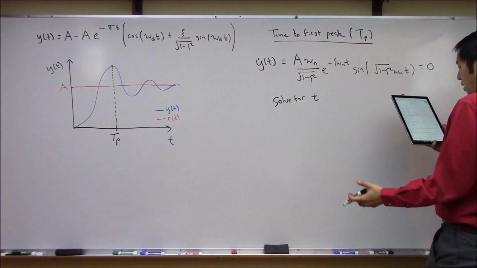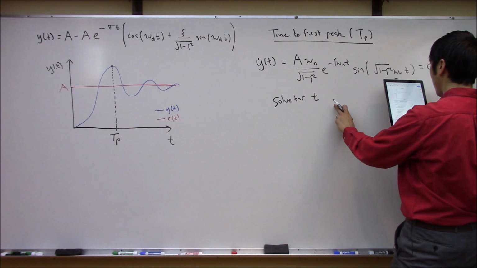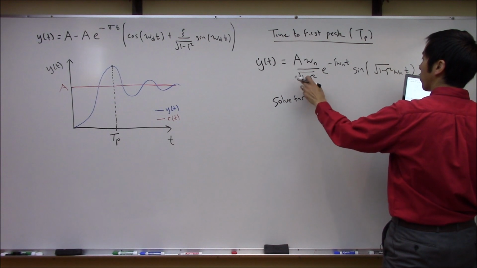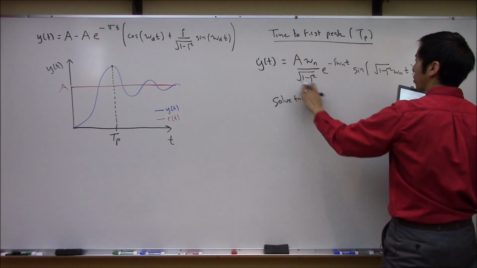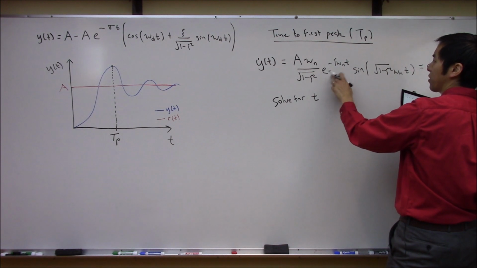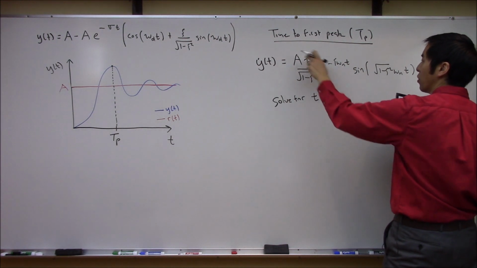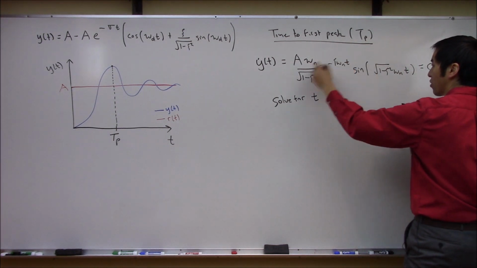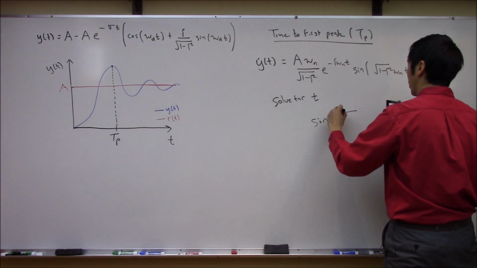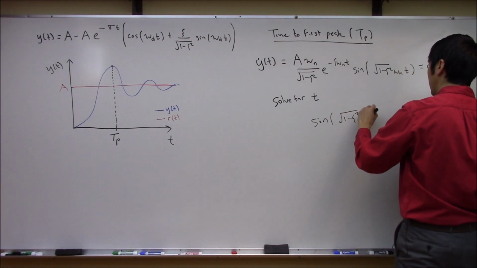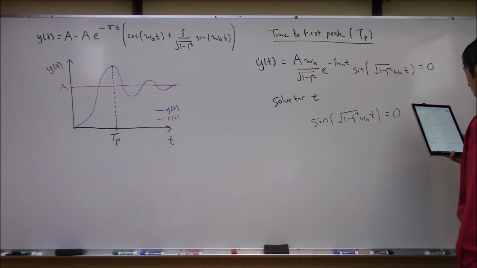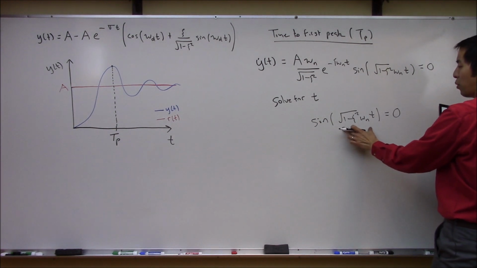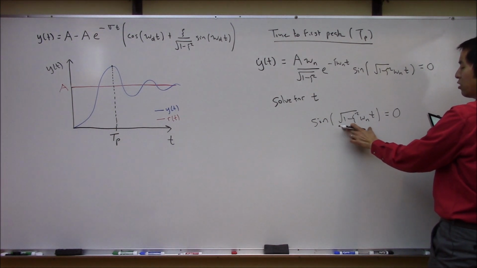If you do that and simplify this down, let's work through this a little bit. We notice this is actually not that bad. This entire thing right here is never equal to 0, because this is an exponent, so it'll never actually truly go to 0. None of these are 0 here, so I can just get rid of that on the other side. So this whole thing is gone. We end up now with sine of square root of 1 minus zeta squared omega n t has got to equal 0. And if you look at this long enough, we see that this evaluates to 0 whenever the argument to sine is some integer multiple of pi.